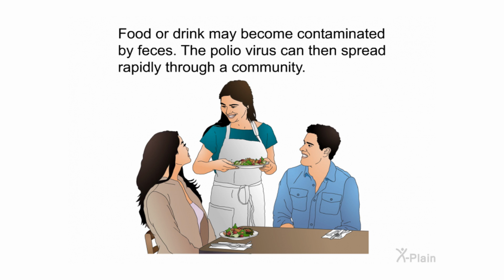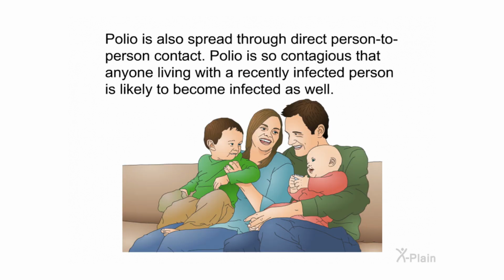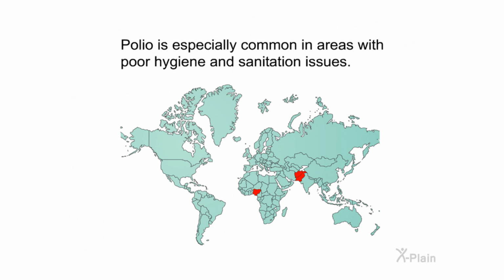Food or drink may become contaminated by feces. The polio virus can then spread rapidly through a community. Polio is also spread through direct person-to-person contact. Polio is so contagious that anyone living with a recently infected person is likely to become infected as well. Polio is especially common in areas with poor hygiene and sanitation issues.